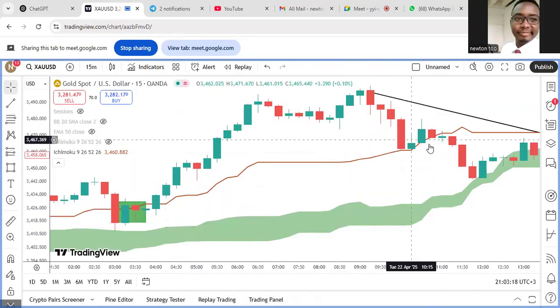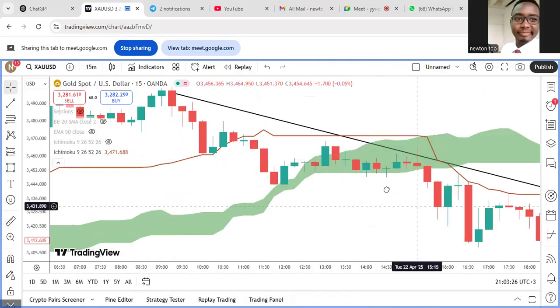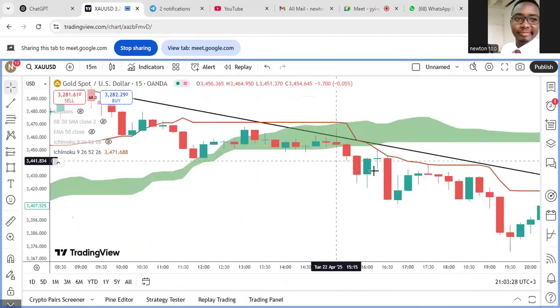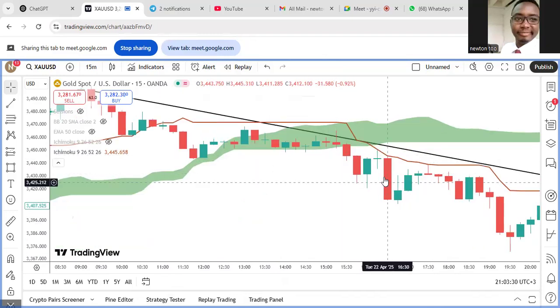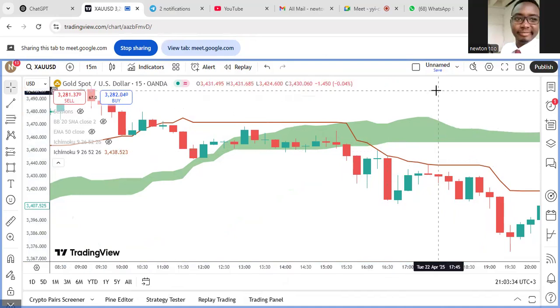So this one was an entry again, but it failed. It failed because the trend is now in reverse. We are going downtrend. Then when the market broke below the cloud, we are waiting for the market to bounce to the baseline.